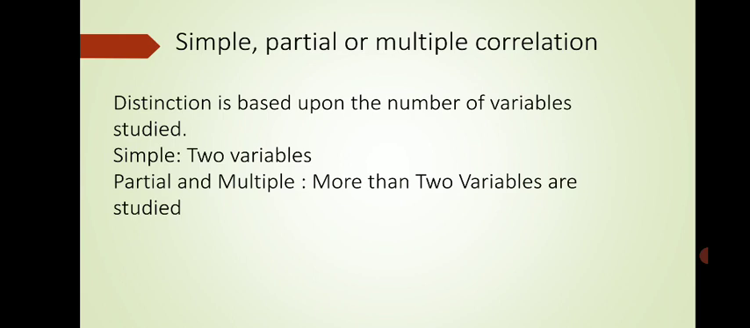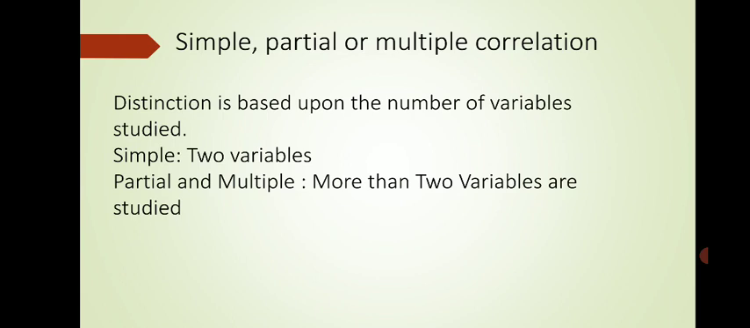For example, the yield of wheat and use of fertilizers. As the use of fertilizers increases, the yield also increases, and if you reduce the use of fertilizer, the yield also decreases. Then plant yield and number of tillers; there are several examples that show positive correlation. So this is the simple type of correlation when we study only two variables.